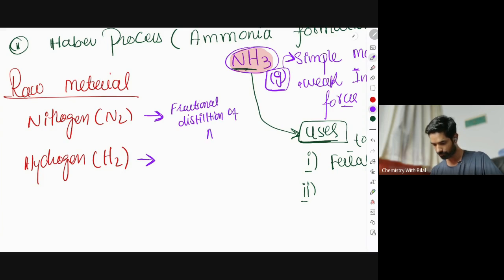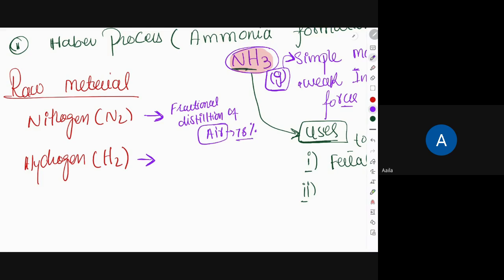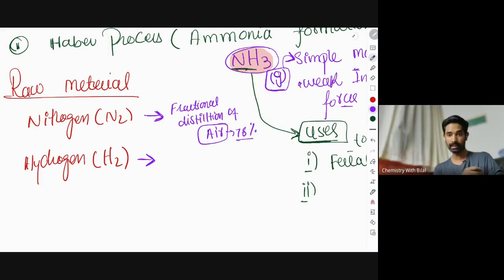of air, because I told you few days back, air में कितने % नाइट्रोजन है? 78%. So you can extract nitrogen from the air, and the technique is called fractional distillation. अगर आप सिंपल सोर्स पूछ रहे हैं तो आप air भी लिख सकते हो. Air contains 78% of nitrogen.